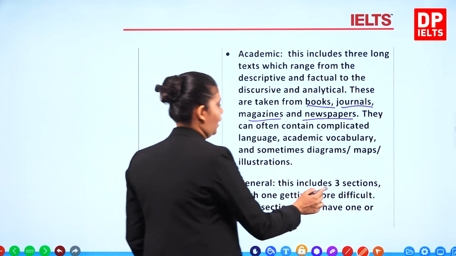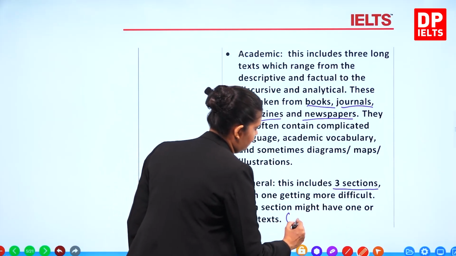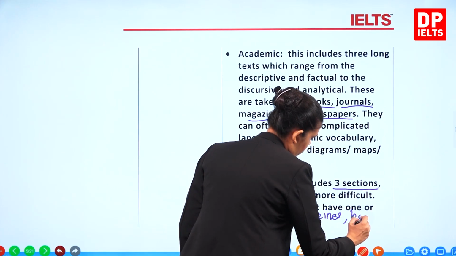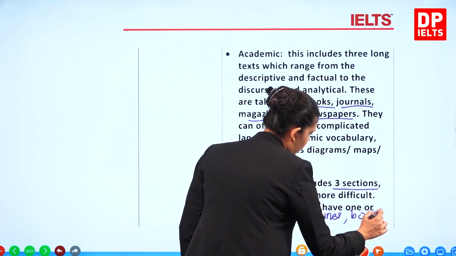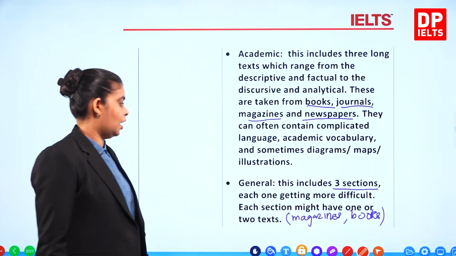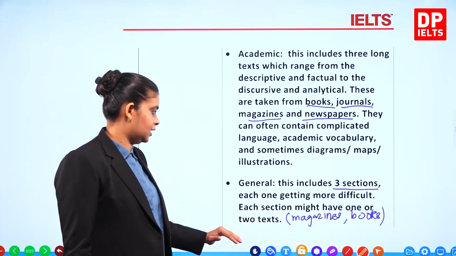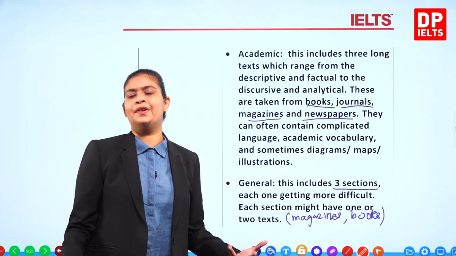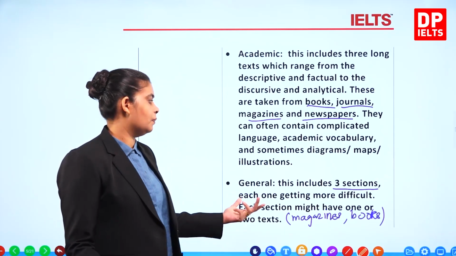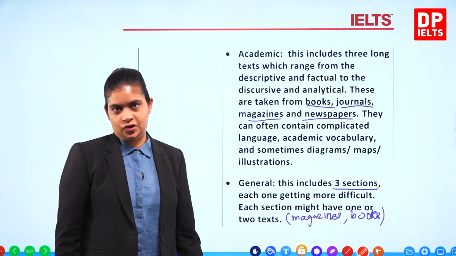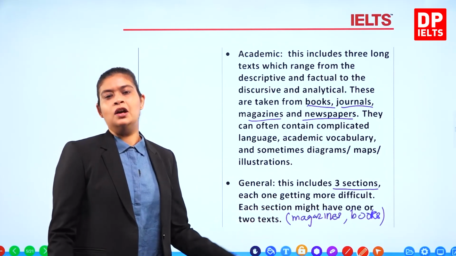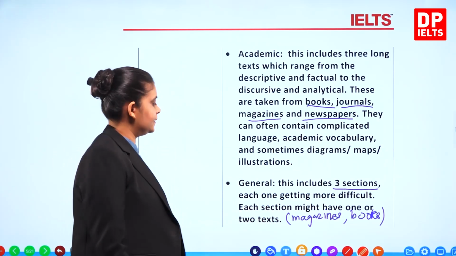In the General one, again, you have 3 sections, right? Again, taken from magazines and books, but not academic related ones, okay? Each one gets more difficult and each section might have 1 or 2 separate texts, okay? But you do have 3 sections, right? So each one has a similar structure, right?